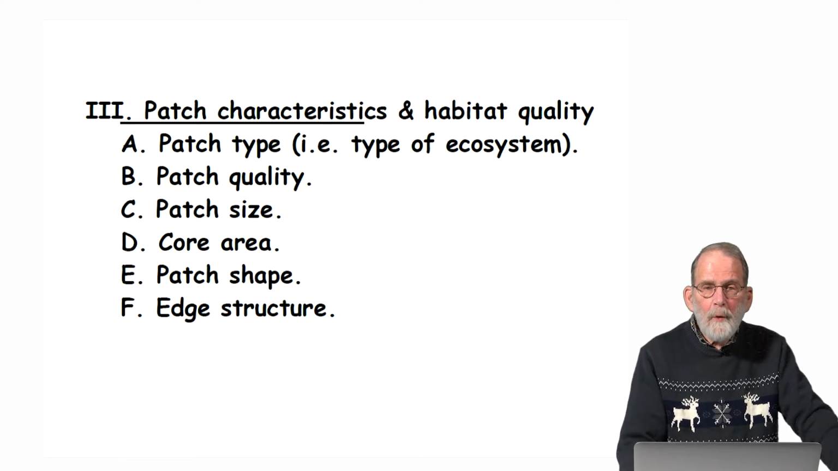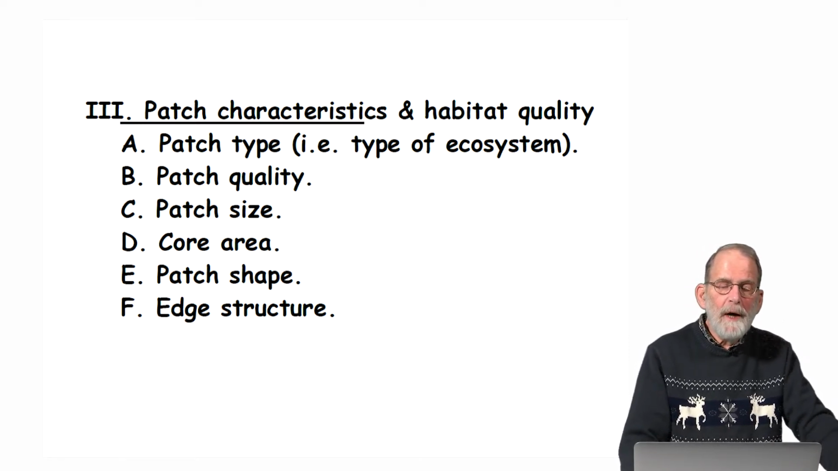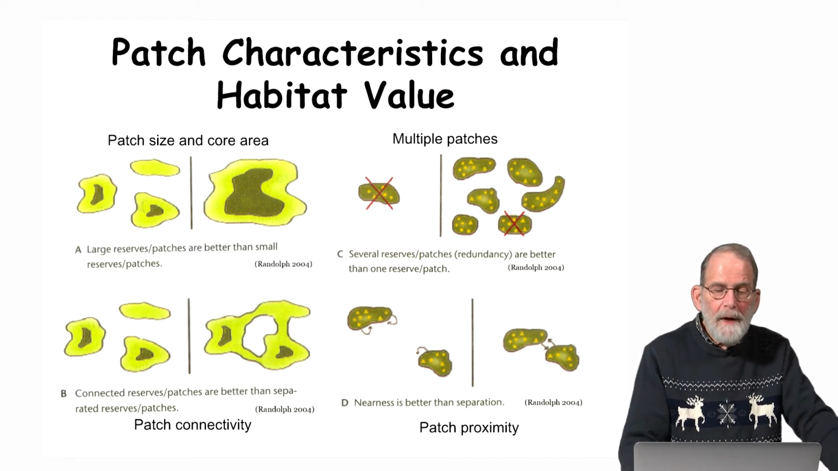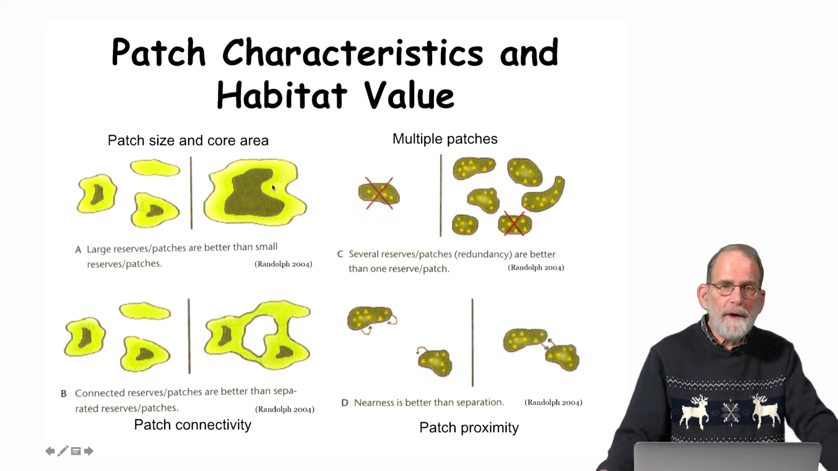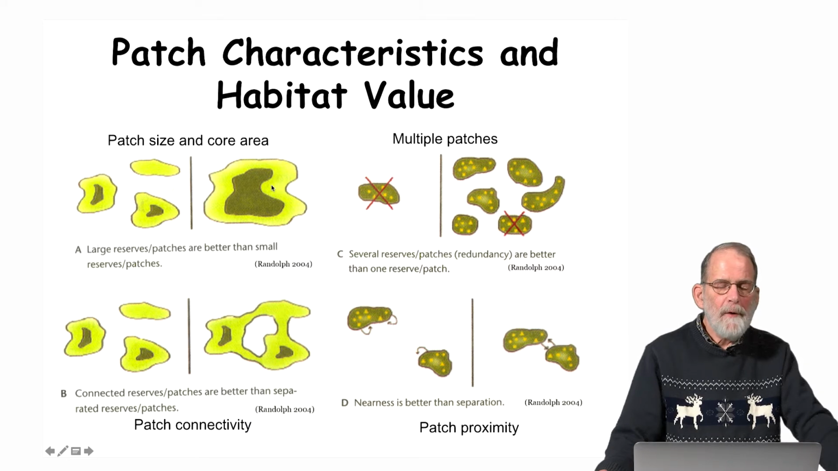Patch characteristics and habitat quality are quite significant because depending upon the type of patch, the quality of that patch, the size of the patch, its core area, its patch shape, and its edge structure, we can have very different characteristics within the landscape, very different levels of biological diversity within the larger landscape. Patch size and core area are very significant, where we can talk about larger patches, such as we see on the right-hand side here, having higher biological diversity than smaller patches, simply because they have more area to support a larger number of species and metapopulations.